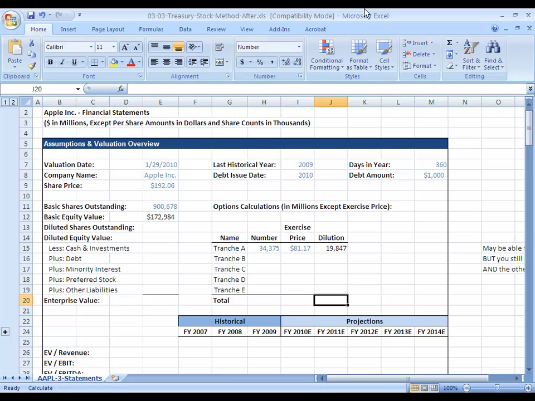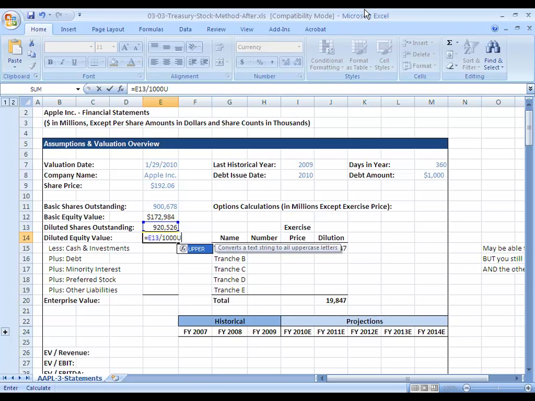So I'm just going to sum up what we've done here, total. Now I'm going to fill in diluted shares outstanding. So what we've done in this exercise is we've figured out how much dilution is coming from the options. So I'm going to take basic shares outstanding and then add in the dilution from the options right here. And then we can now use this to calculate our diluted equity value. So I'm going to take diluted shares outstanding, divide by 1,000, and then multiply by our share price right here.